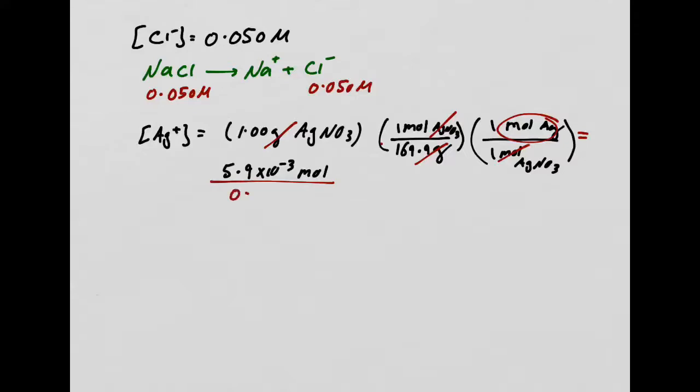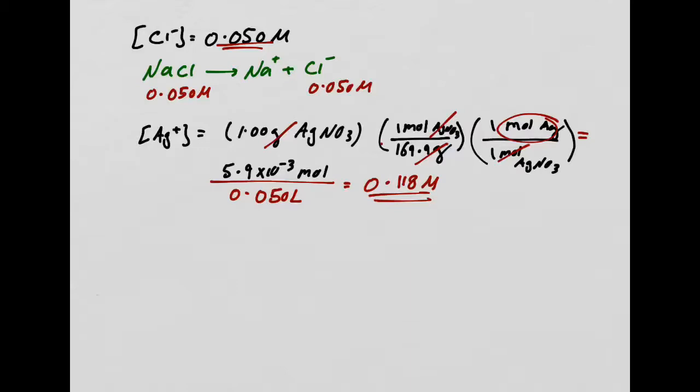So I have 0.050 liter. What I end up with is 0.118 molar for silver. Okay? So this is my Cl, this is my silver. Again, silver nitrate is where I get my silver from. Sodium chloride is where I get my chloride from. I do a little stoichiometry and mole ratio, and I figure out how much of each one I have. So far, so good. This is how much I have. This is how much I have.